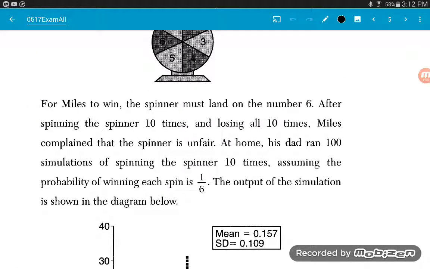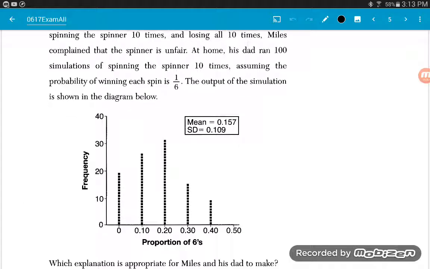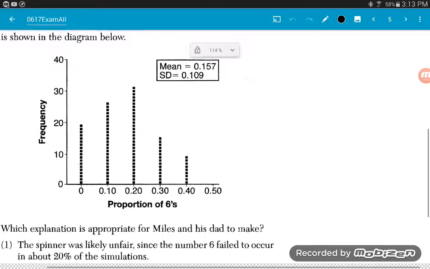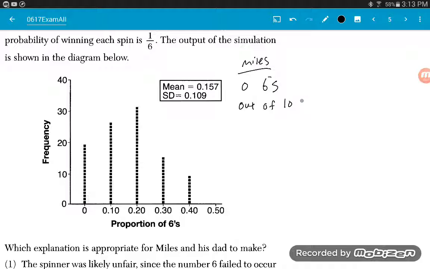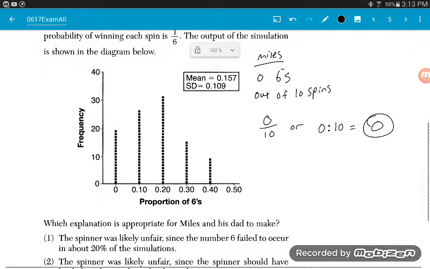So the output of the simulation is shown in the diagram below. These are the proportion of sixes. Now here's the thing. How many sixes did Miles get? He got 0 sixes out of 10 spins. 0 out of 10 is equal to 0. Essentially, Miles' proportion is 0.